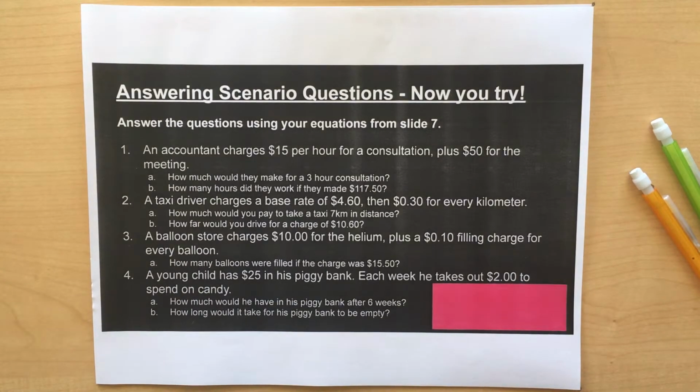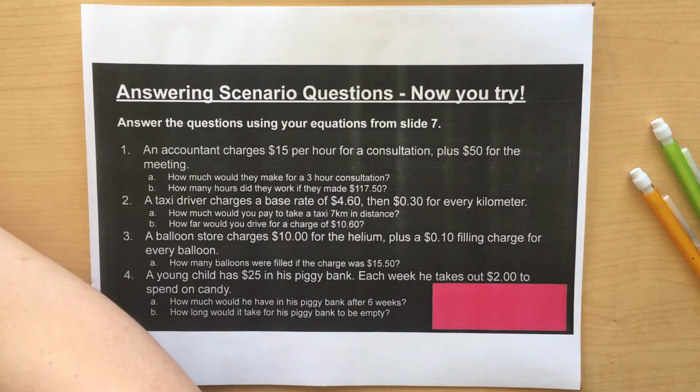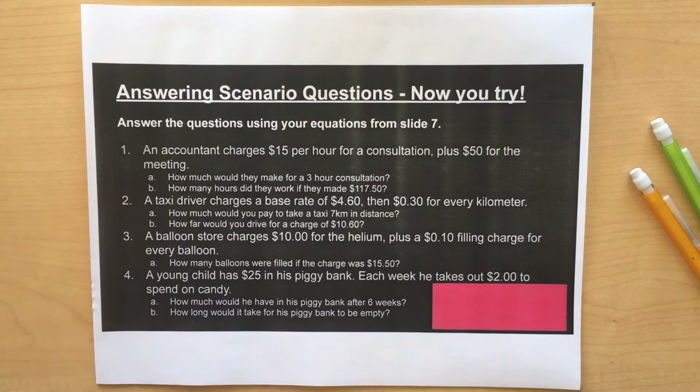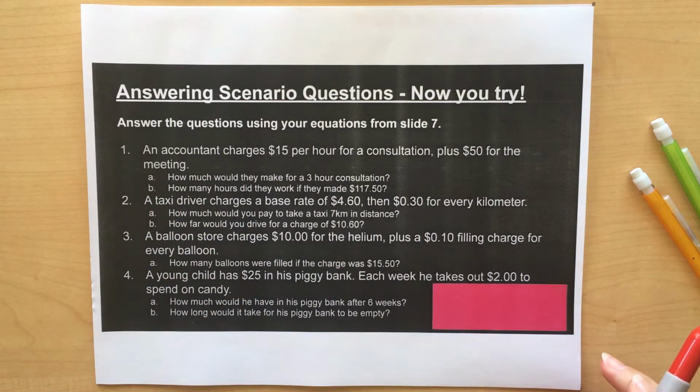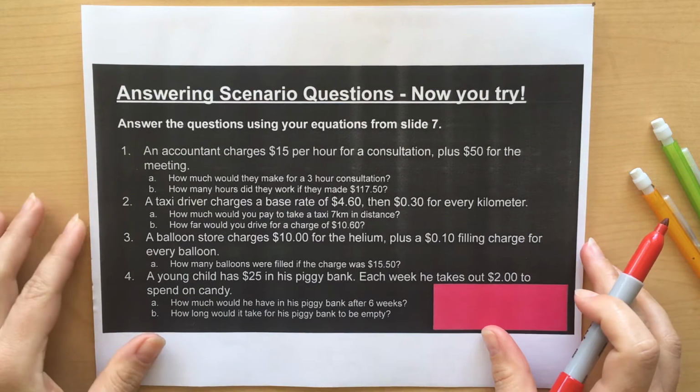This is your solutions video to answering scenario questions on slide 9. Remember, if you've checked the slide previous to this, it'll give you a walkthrough of how you can now plug in an X value or a Y value to solve for the unknown that you're looking for in that question. So number 1, an accountant charges $15 per hour for a consultation plus $50 for the meeting.